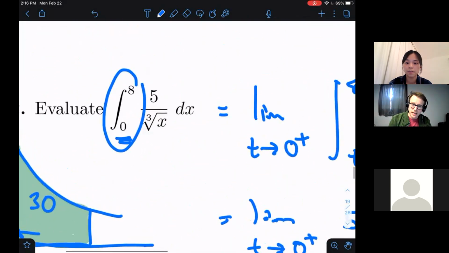Exactly like you said, we have a discontinuity. If we just look at our function right here, if you were to try to plug in 0 for this, you'd be dividing by 0, and that's going to cause a discontinuity, right? 0 is not in the domain for this function. And so those are the 2 things to look out for: integrating over a discontinuity, and integrating towards infinity or negative infinity.